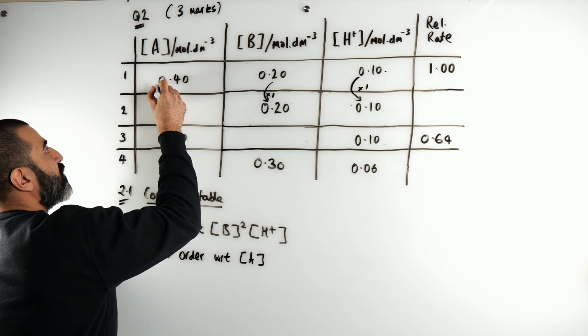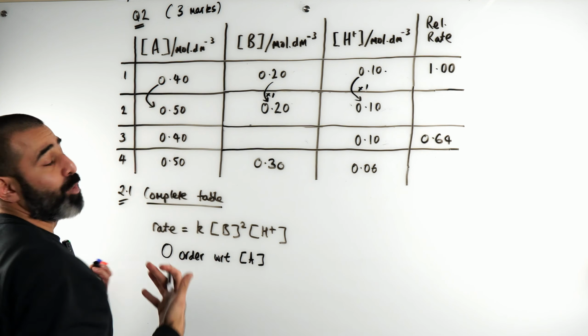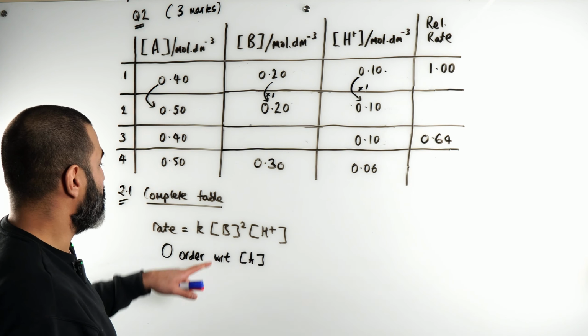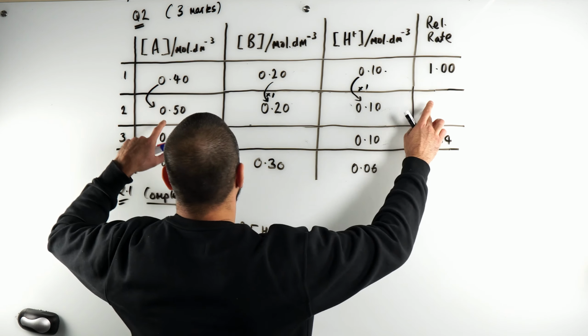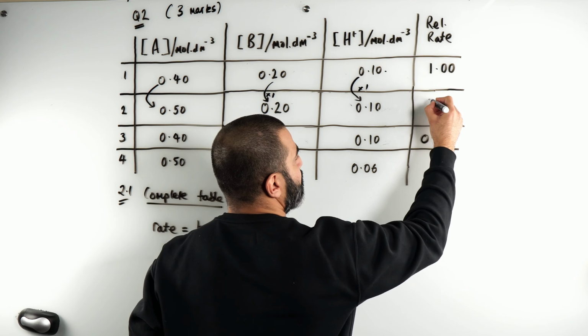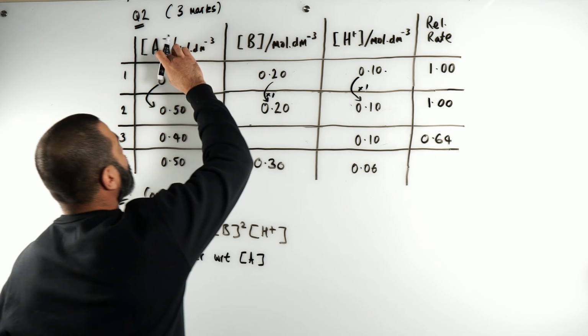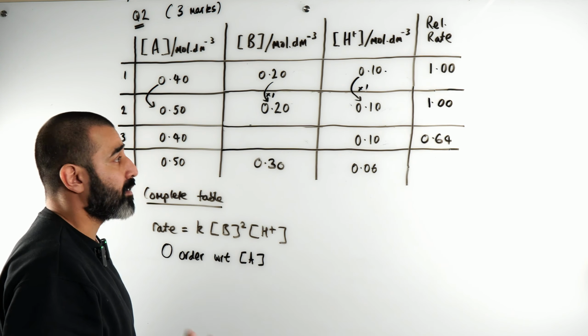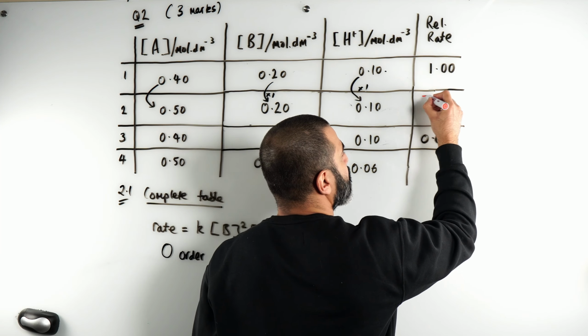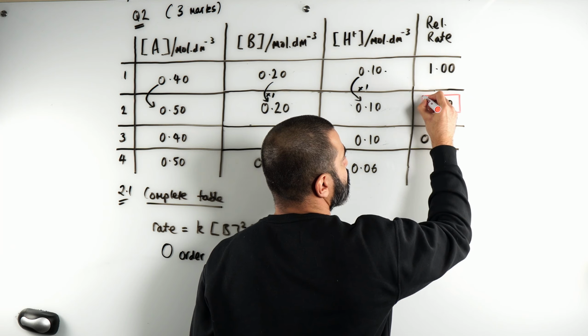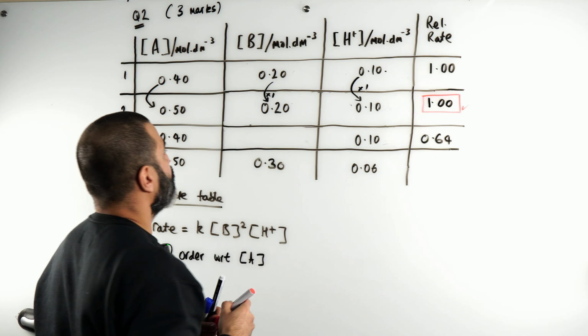So the concentration of A is changing by some factor, and we're not even going to bother working it out because we know from the rate equation it's 0 order with respect to A. So the relative rate should be exactly the same as before because changing the concentration of A does not affect the rate. So 1 mark here. All right, that was your easy mark.